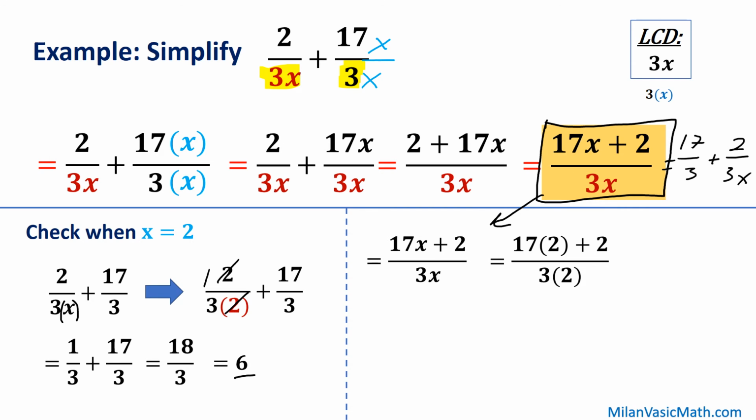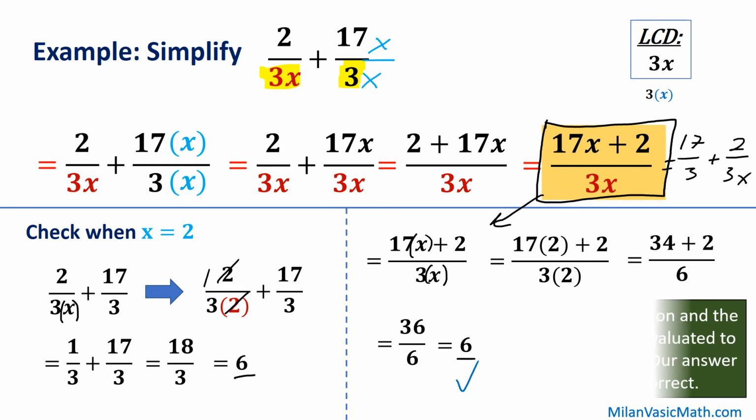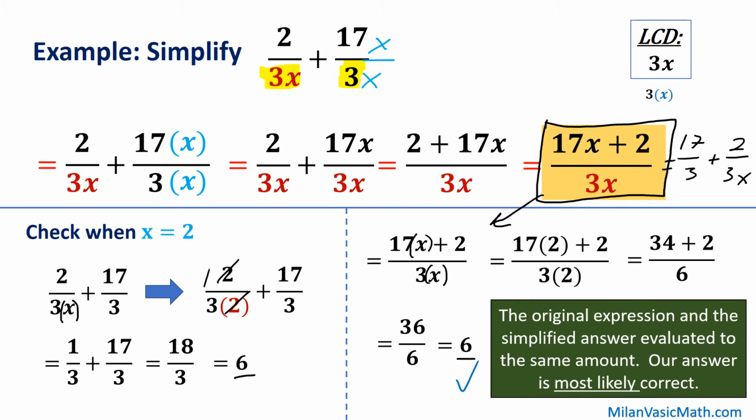So, same thing as before, parentheses here, substitute the 2, and just simplify. Use order of operations. And look at that, I get 6 again. All right, that's a good sign. What that tells me is that because the original expression and the simplified answer evaluated to the same amount, our answer is most likely correct.